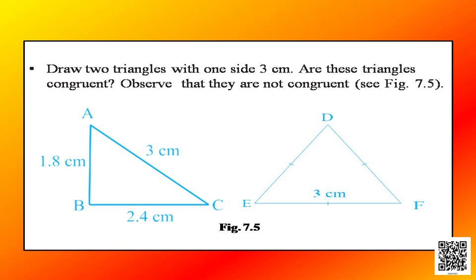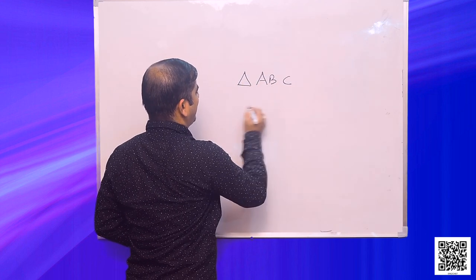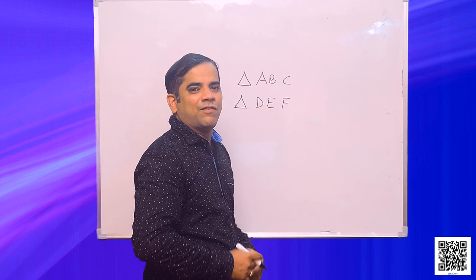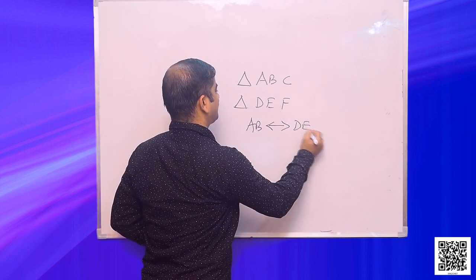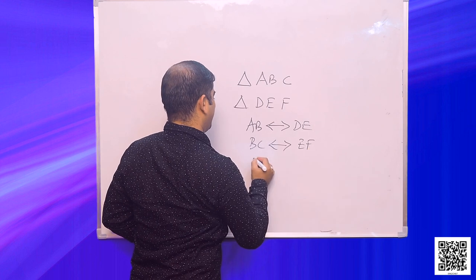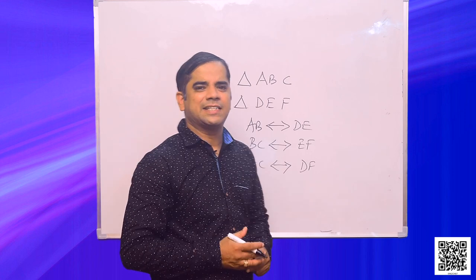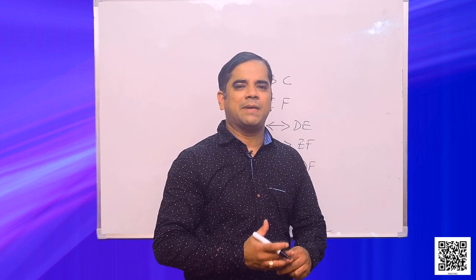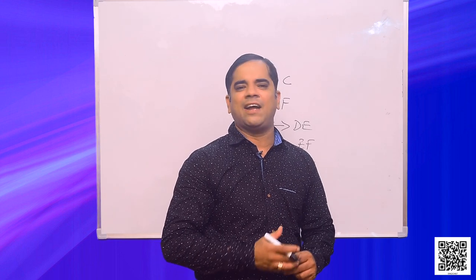So if I name the triangles as triangle ABC and triangle DEF, that means for congruency, AB should correspond to DE, BC should correspond to EF, and AC should correspond to DF. But in this case, BC is not corresponding to EF. They are of different measurement. That's why triangle ABC is not congruent to triangle DEF.